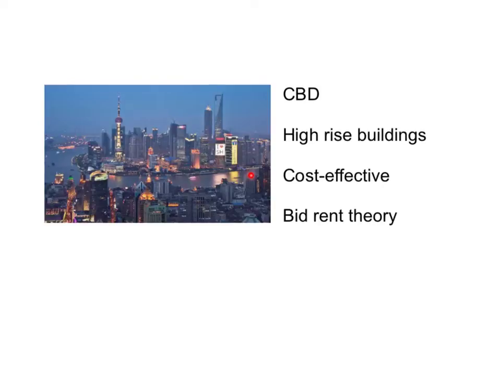Now, this links to an economic theory called bid-rent theory, which basically states that people and businesses are more likely to pay higher amounts of money for land which is closer to the CBD. Therefore, we can say that there is a negative correlation between land prices and distance from the CBD. In other words, land gets cheaper with movement away from the central business district.